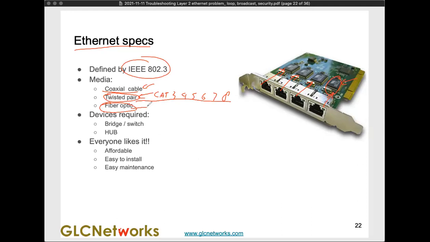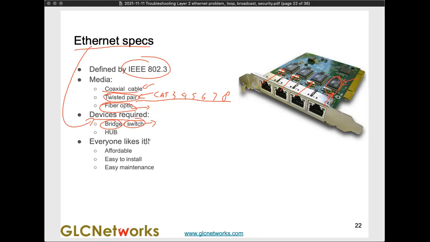And then we have fiber optic. I learned networking in the late 1990s. At that time we used coaxial cables, and then twisted cable. We didn't use fiber optic because it was very expensive at that time. We only used two kinds of devices: either a bridge or a switch, which are the same thing. A bridge has only two ports, while a switch can have more than one port.